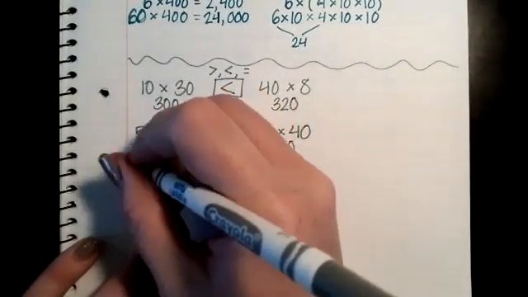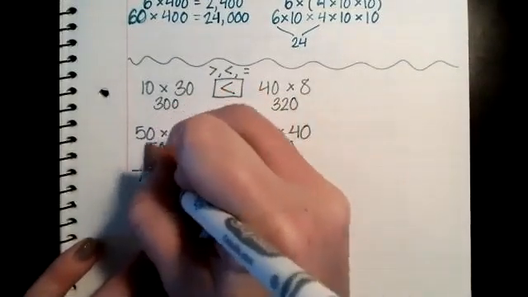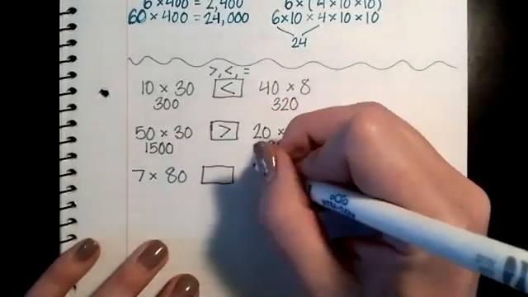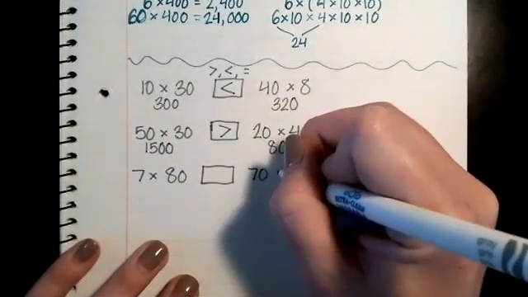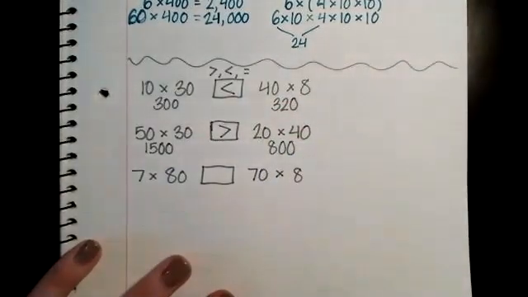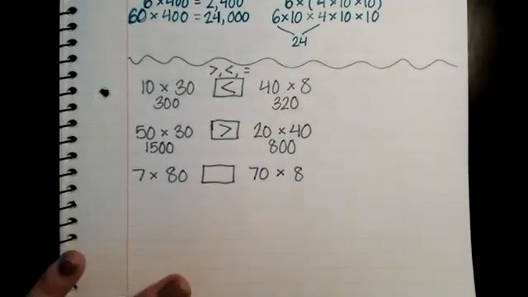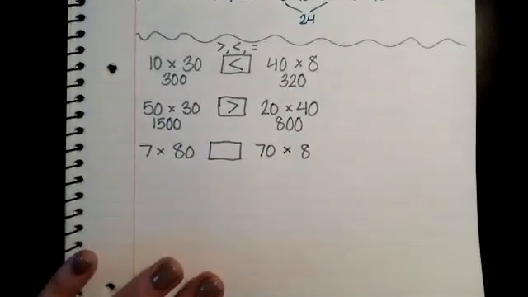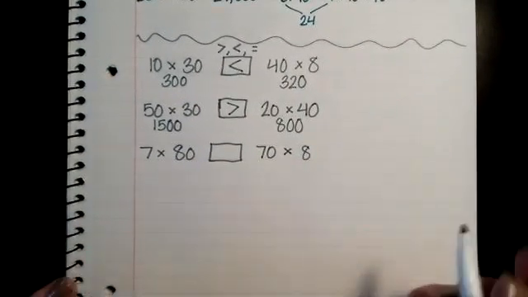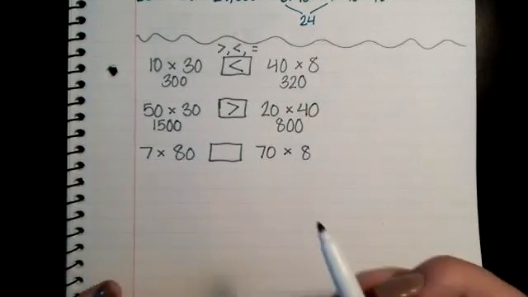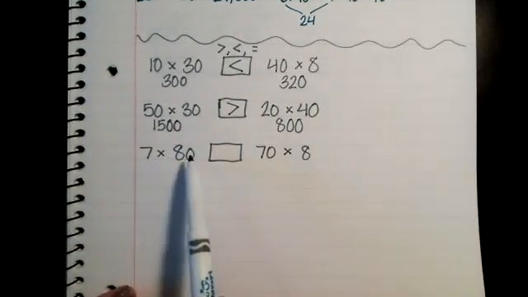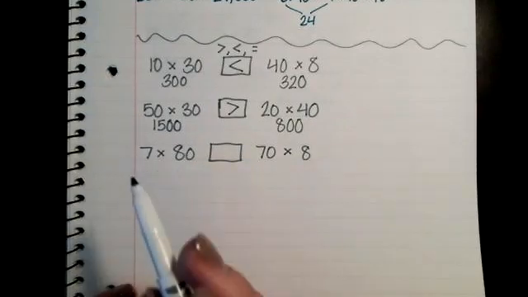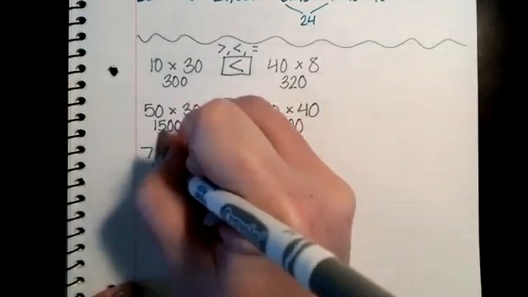Let's do 7 times 80 and 70 times 8. Okay, now some of you might already know the answer to this. If you do, great, that's awesome. If not, let's work out how this problem is going to work out, I guess. So let's start with this side, 7 times 8. Okay, I know that fact. 7 times 8 is 56.